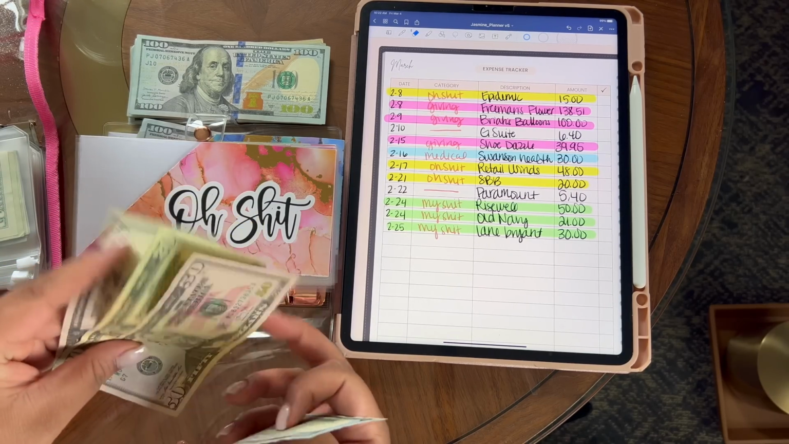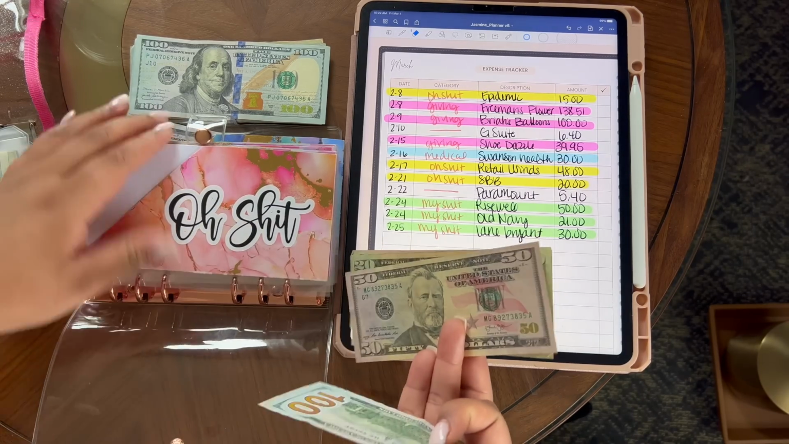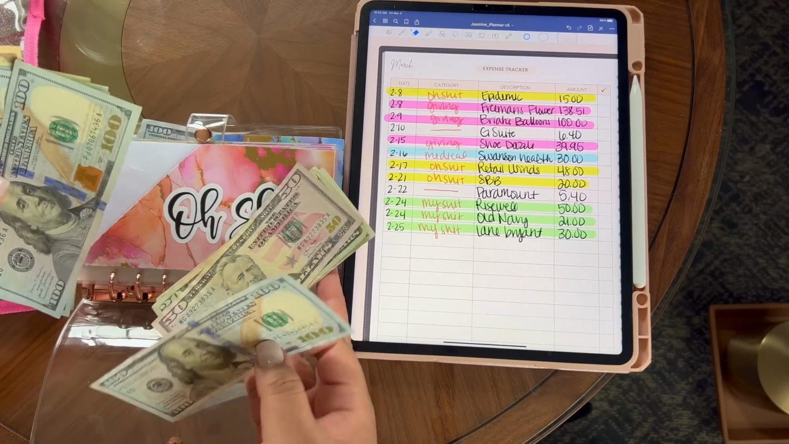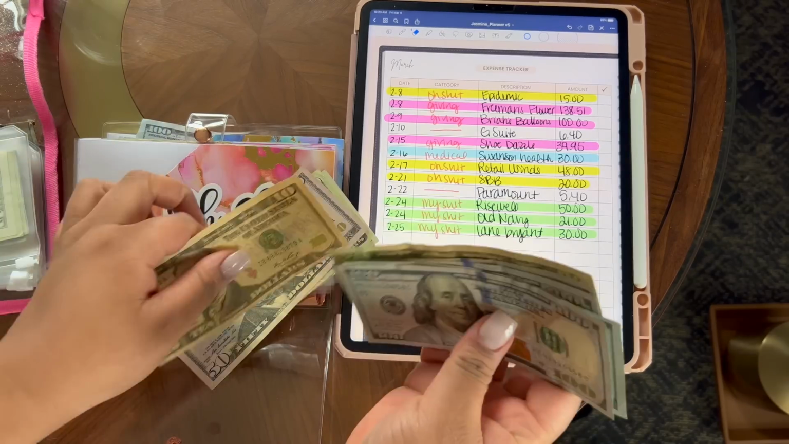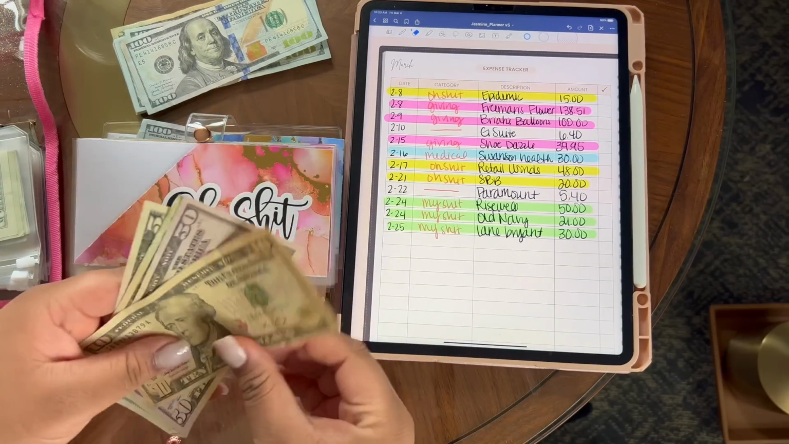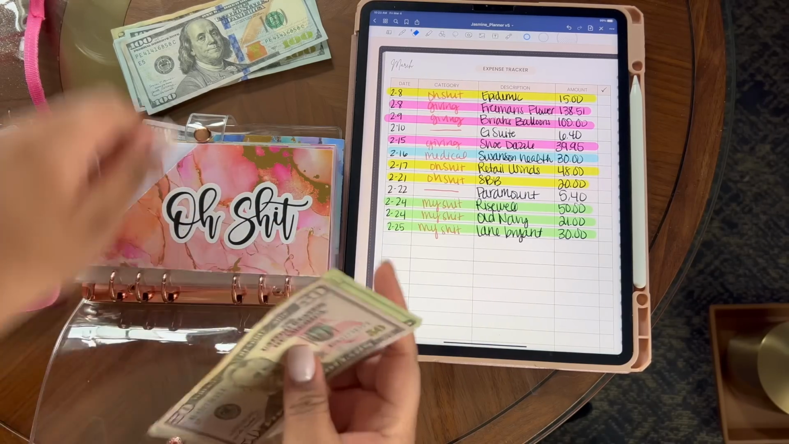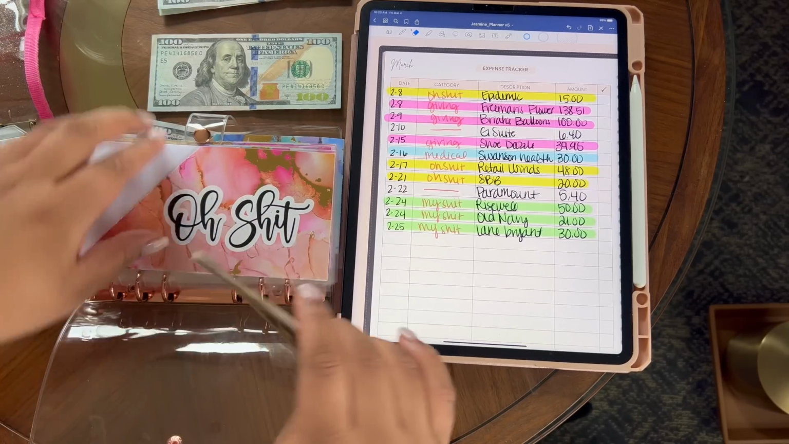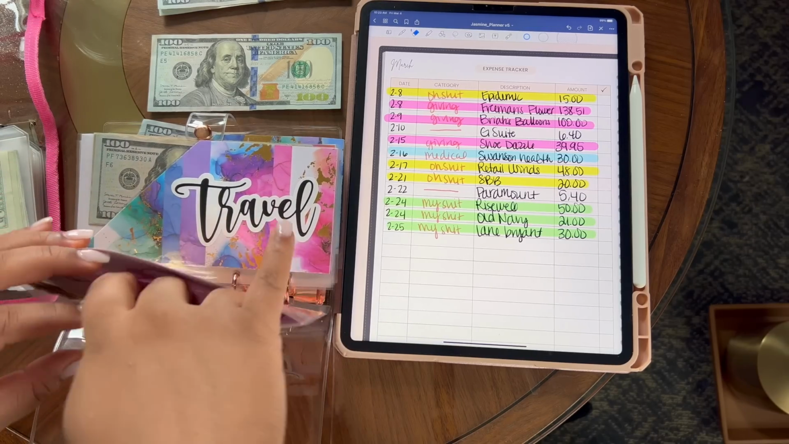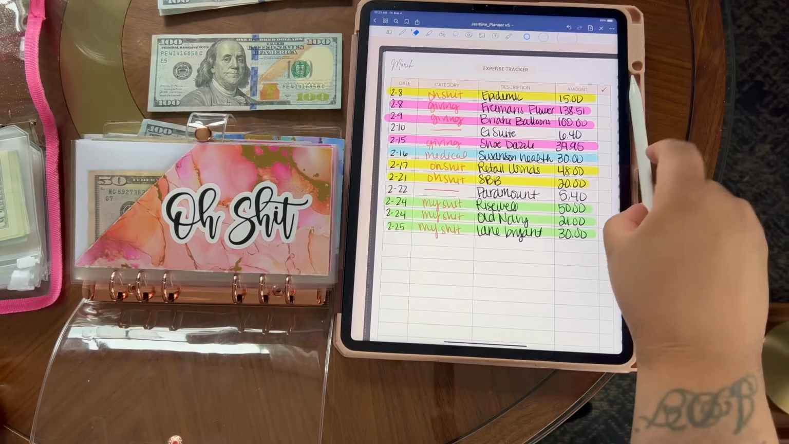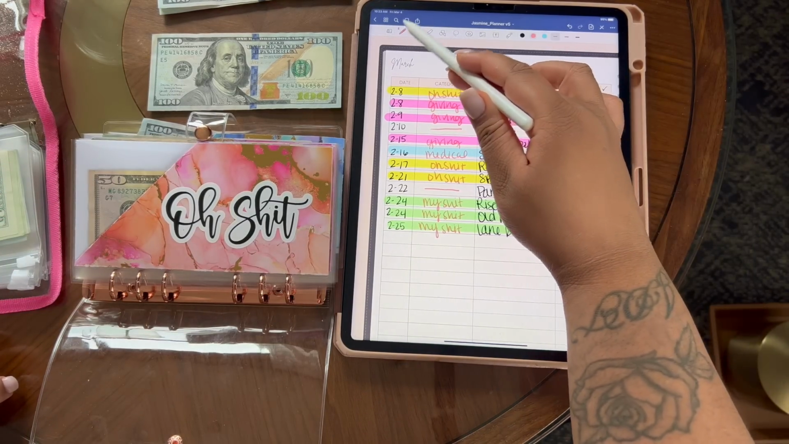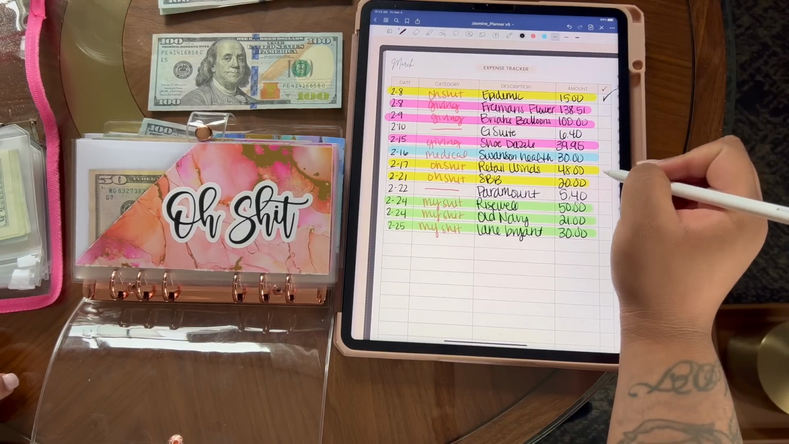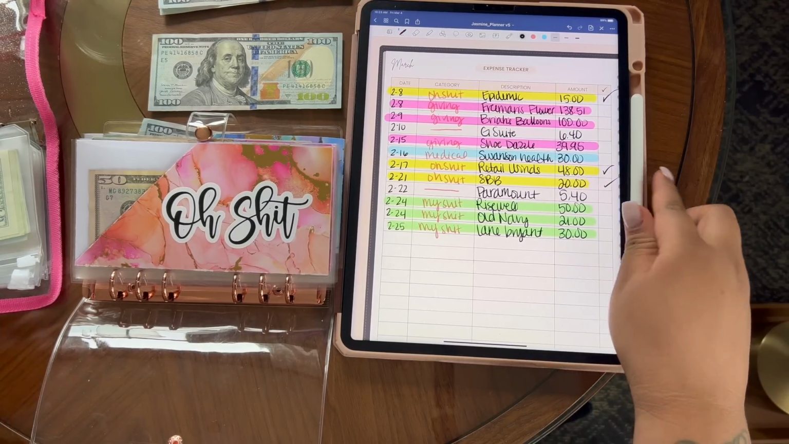So we have 50, 60, 75. So, you know what? Instead, we'll just pull the 100 and put this 10 back in here. Okay. So, there's our 100 for our miscellaneous funds. And I'm going to go over here, and we will check those off. So, there's 1, 2, and 3.